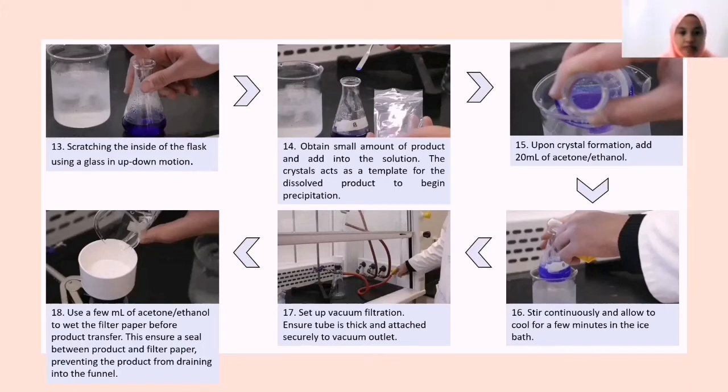Next, we must set up the vacuum filtration. We also must ensure that the tube is deep and attached securely to the vacuum outlet. Use a few milliliters of acetone or ethanol to wet the filter paper before the product transfer. This will ensure a seal between the product and filter paper and prevent the product from draining into the funnel.